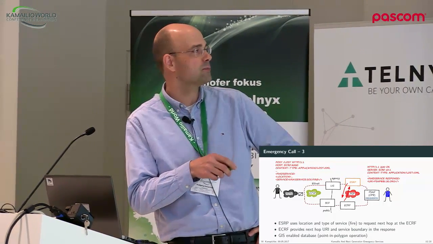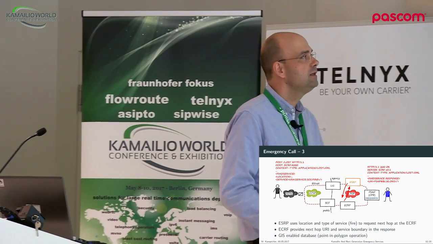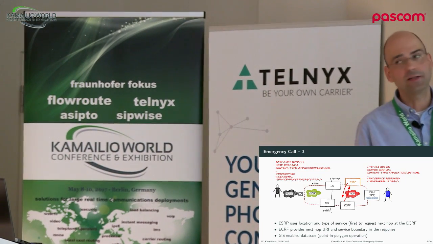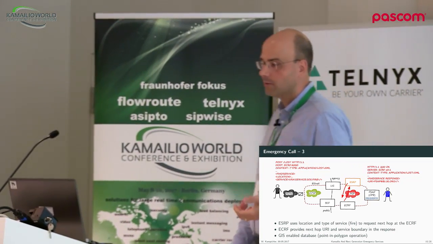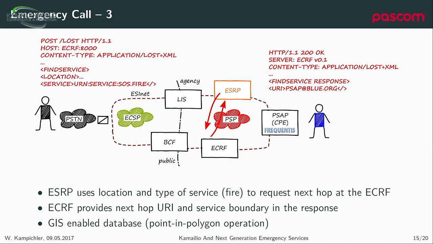We now use the LoST protocol. It's also an XML structure. And we do a find service request. We provide the location and the service URN. And this ECRF is more or less a GIS-enabled database and does this point in polygon operation. So what we get is the next hop URI. And in the response, we also get the service boundary.